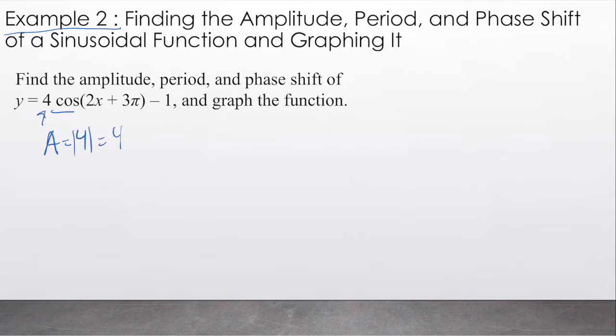The absolute value is 4, which is 4. My period is 2 pi over omega, which is 2. So my period is just going to be pi.